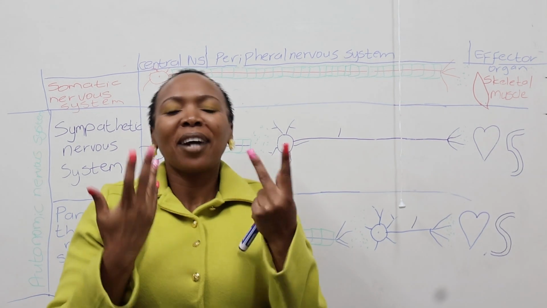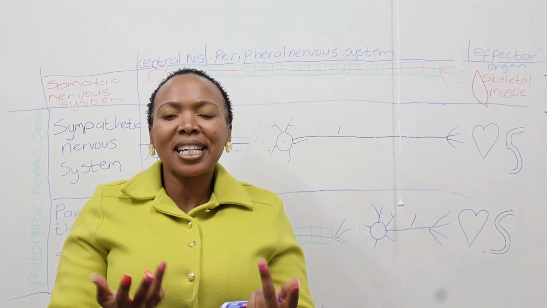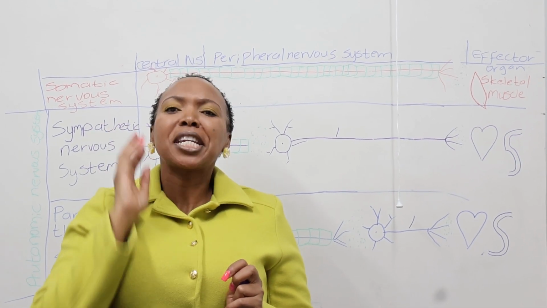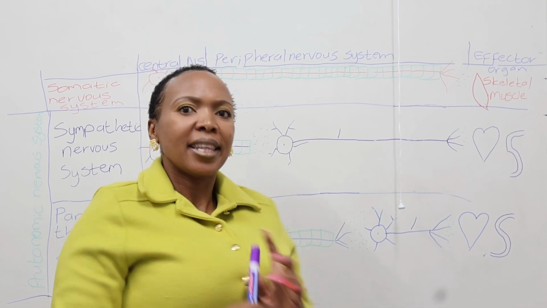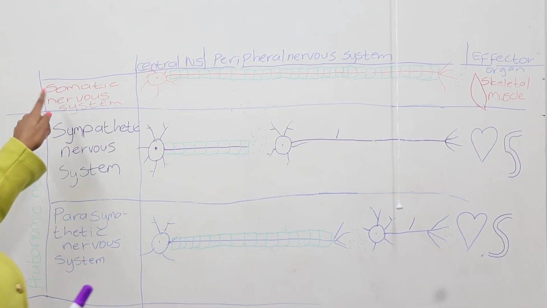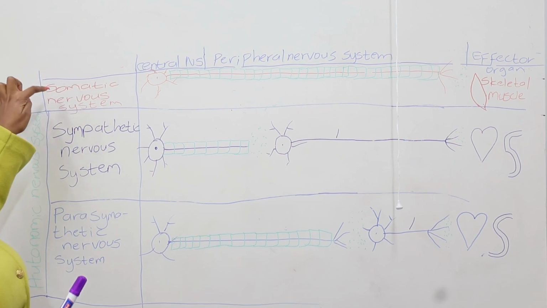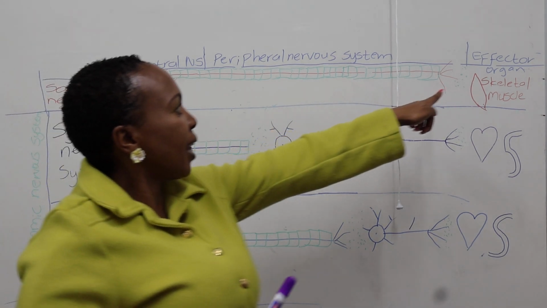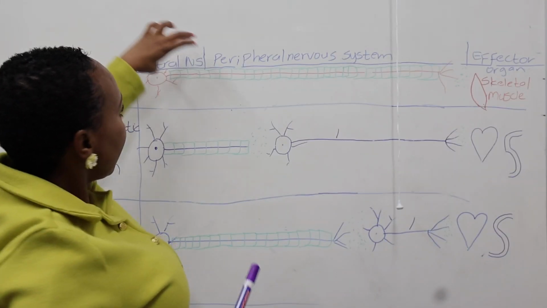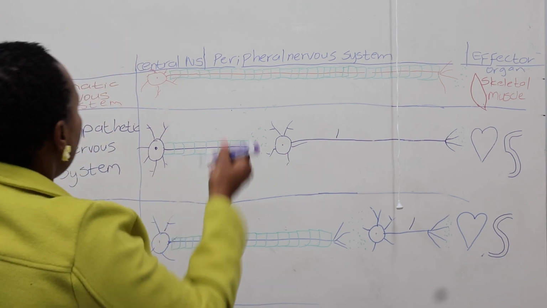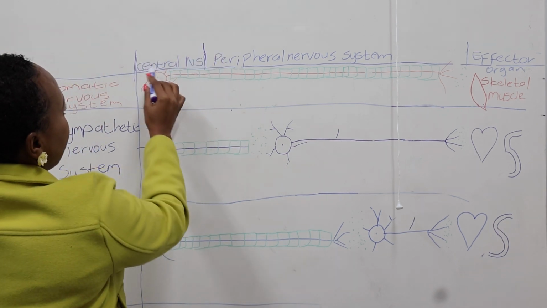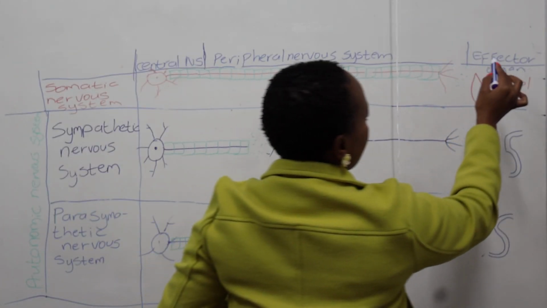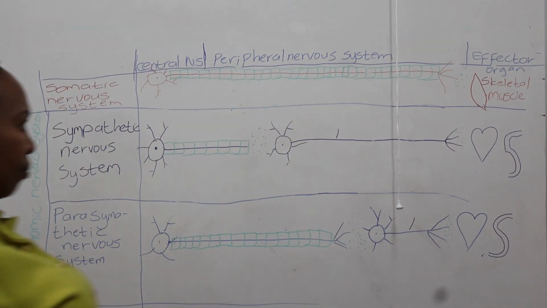Hello, we are going to learn about the differences between the somatic nervous system and the autonomic nervous system. This is a drawing. We have the somatic nervous system, and this is the neuron of the nervous system and the effector organ, and there are divisions. So this first part is the central nervous system. The second part is the peripheral nervous system, and then the effector organ.